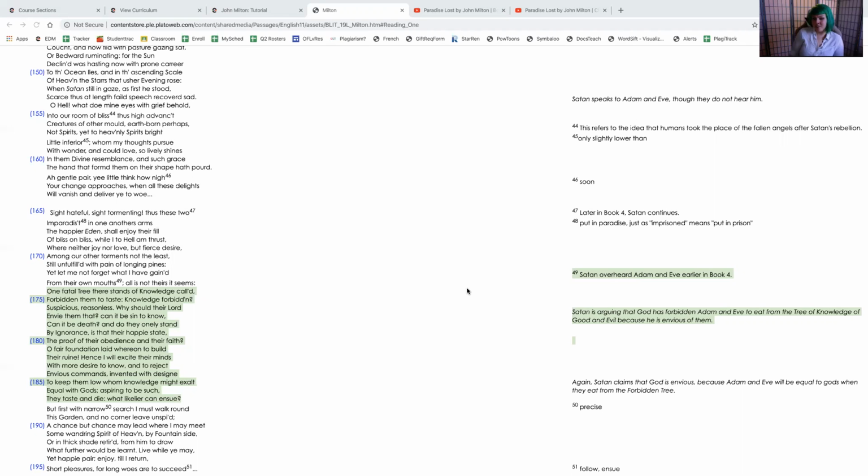What likelier can ensue? So he's saying, again, why it's suspicious that God doesn't want them to have knowledge. Are they only allowed to be happy because they're ignorant? And then God must just be jealous because then they'd be equal to him if they had that knowledge.